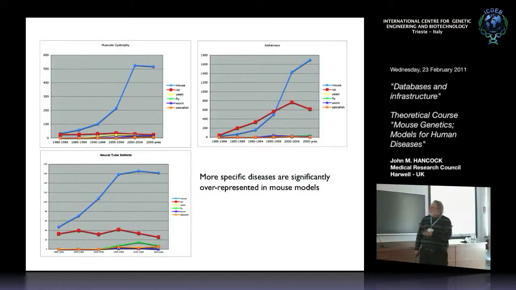And in specific disease areas, it is quite clear. So this is muscular dystrophy. The mouse models are obviously the most used in Alzheimer's and in neural tube defects. So these are just some examples of disease-related areas, and you can see that the mouse is a big organism.